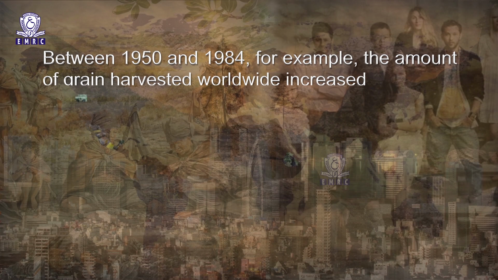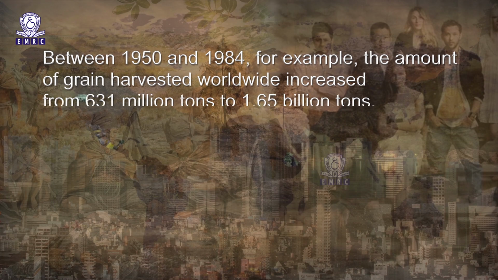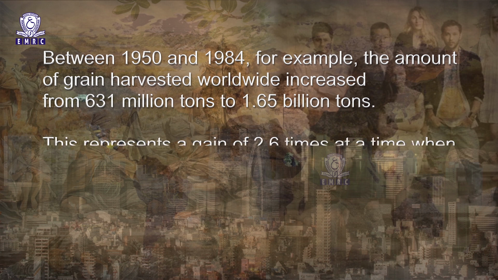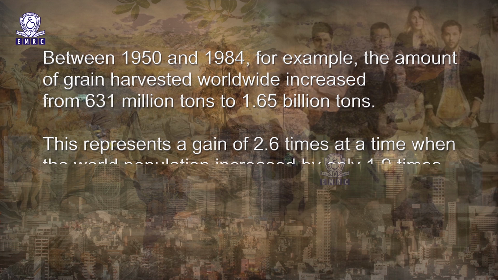Between 1950 and 1984, for example, the amount of grain harvested worldwide increased from 631 billion tons to 1.65 billion tons. This represents a gain of 2.6 times at a time when the world population increased by only 1.9 times.